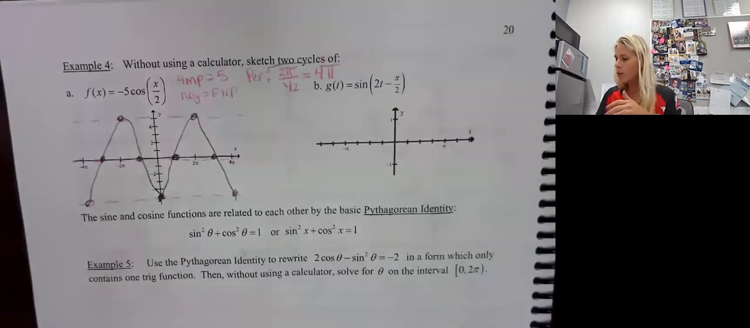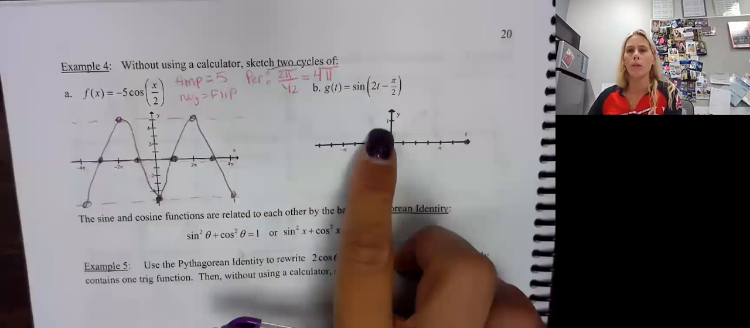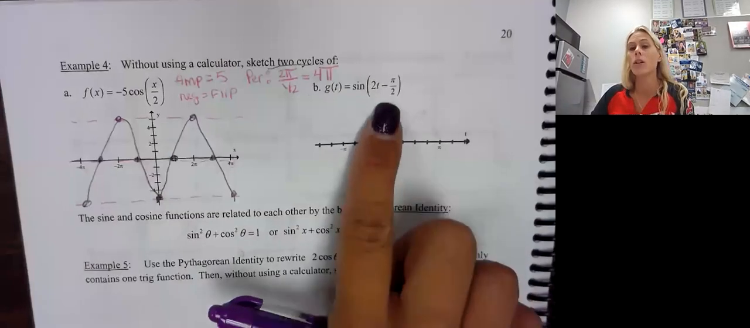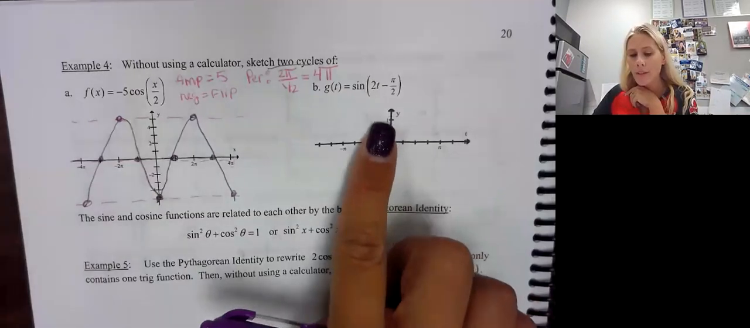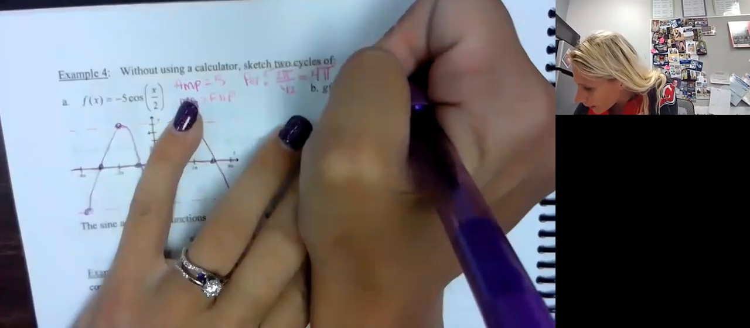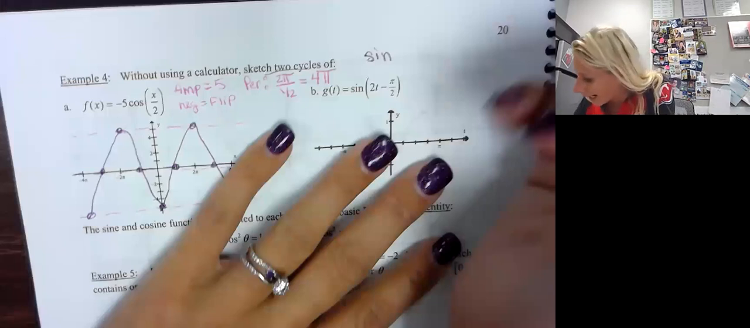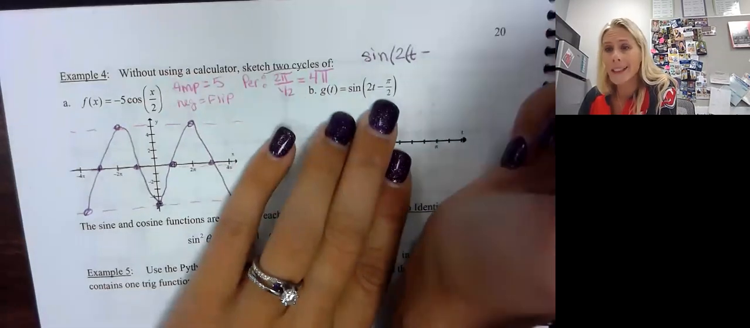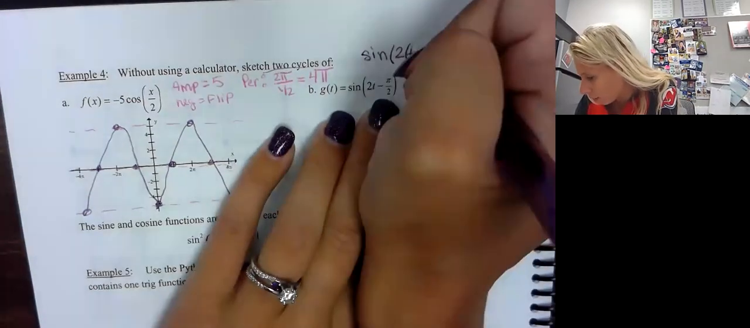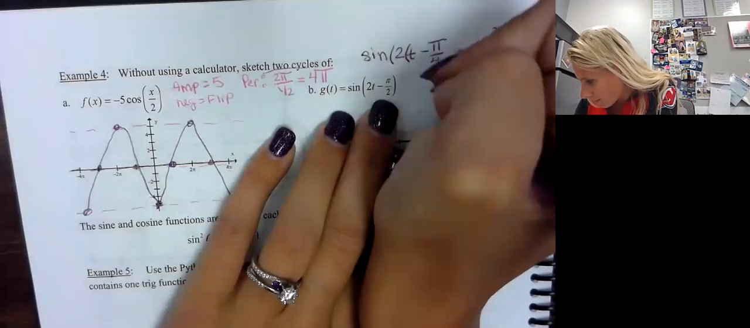All right. What do you notice in B right here that I pointed out before? That t, or x before, had to be 1x. So that means we have to factor out. If you remember, factoring means that we are dividing each piece, okay? So that means we have 2t minus, and if we divided pi over 2 by 2, we would have pi over 4.